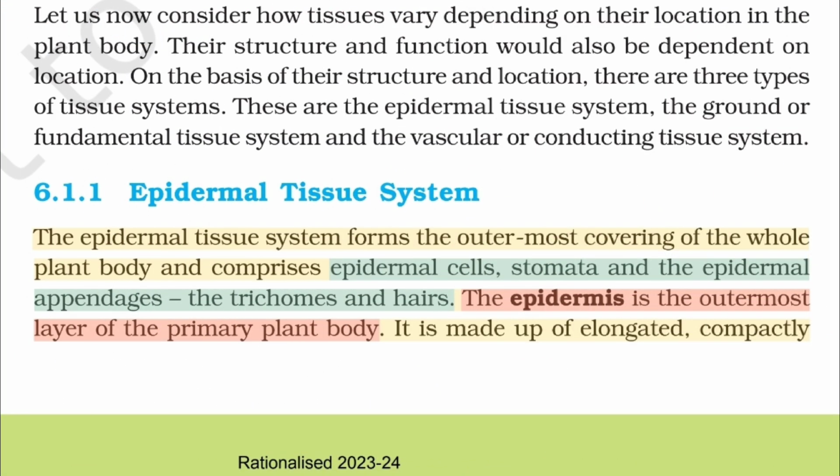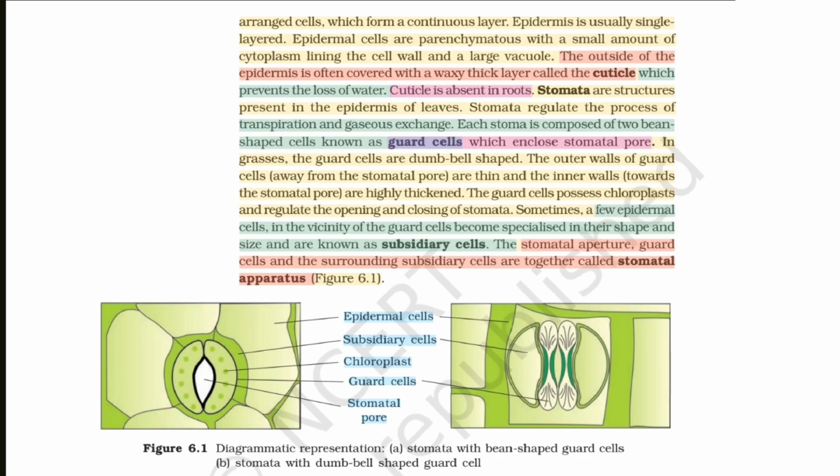6.1.1. Epidermal tissue system. The epidermal tissue system forms the outermost covering of the whole plant body and comprises epidermal cells, stomata, and the epidermal appendages, the trichomes and hairs. The epidermis is the outermost layer of the primary plant body. It is made up of elongated, compactly arranged cells, which form a continuous layer. Epidermis is usually single-layered. Epidermal cells are parenchymatous, with a small amount of cytoplasm lining the cell wall and a large vacuole. The outside of the epidermis is often covered with a waxy thick layer called the cuticle, which prevents the loss of water. Cuticle is absent in roots.